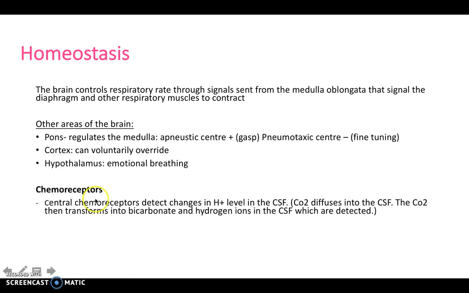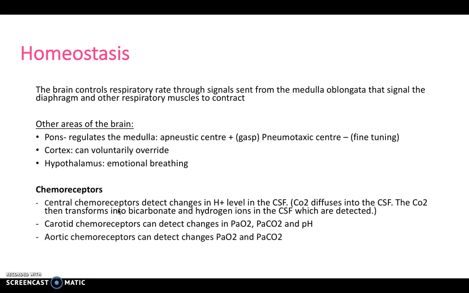Next, we have chemoreceptors, and these are located centrally, which detect changes in the H+ level in the CSF. Normally, CO2 diffuses into our cerebrospinal fluid. The CO2 then transforms into bicarbonate and hydrogen, and of course that hydrogen can be detected by the central chemoreceptors. This one is not particularly relevant right now, but what is important are the aortic and the carotid chemoreceptors, which detect changes in the partial pressure of oxygen and CO2 in the system.